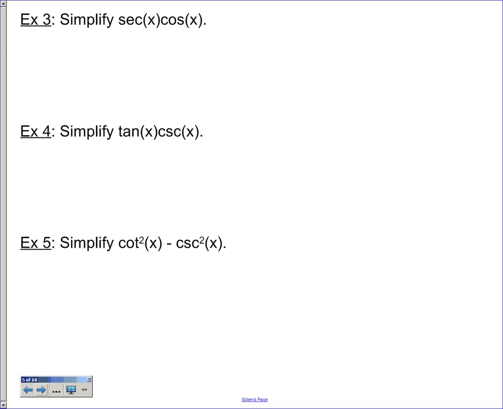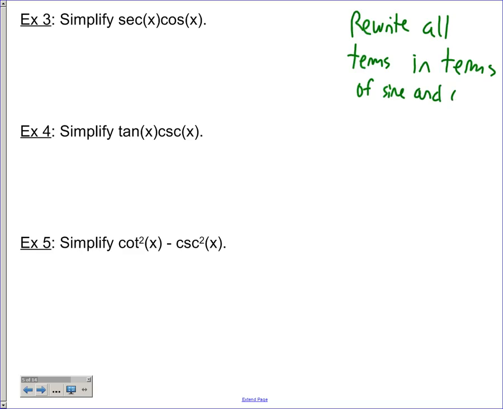Now, a very common technique that you'll use when you're simplifying is rewriting all terms in terms of sine and cosine. This is a very popular technique because most of our identities deal with sine and cosine, not all the other trig values, okay? So first, we're going to rewrite secant of x as 1 over cosine of x. That's multiplied by cosine of x. And you can see how easy it is to cancel those out, and we just get 1.